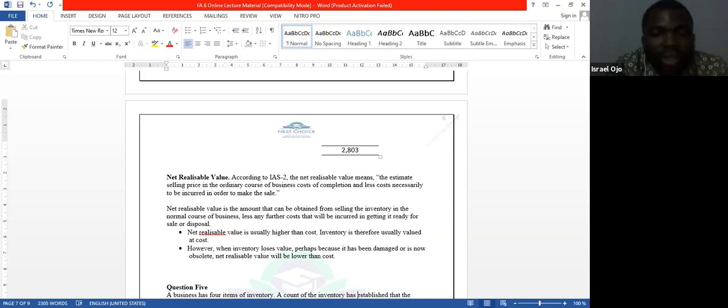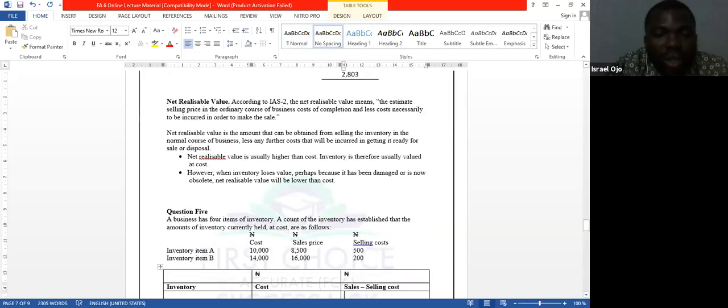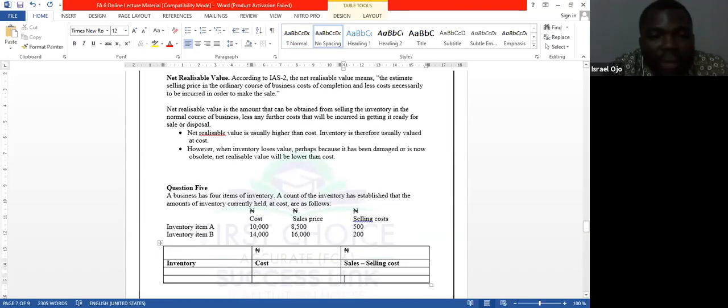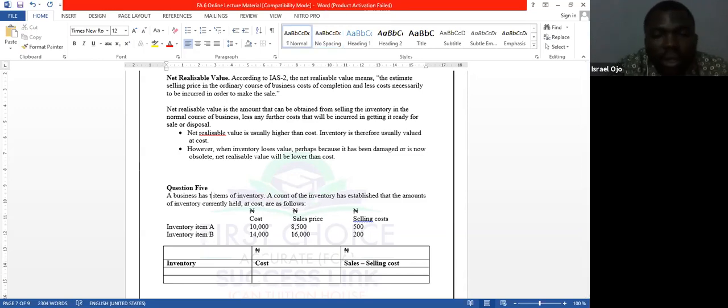So now let's look at our illustration, a short one. It says that a business has 4 items. Sorry, change that to be 2. So a business has 2 items of inventory. A count of the inventory has established that the amount of inventory going at cost are as follows. So they gave us inventory item A and B, and they give us the cost, the sales price and the selling cost.